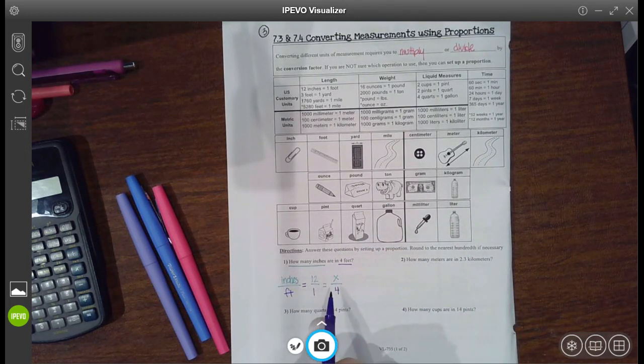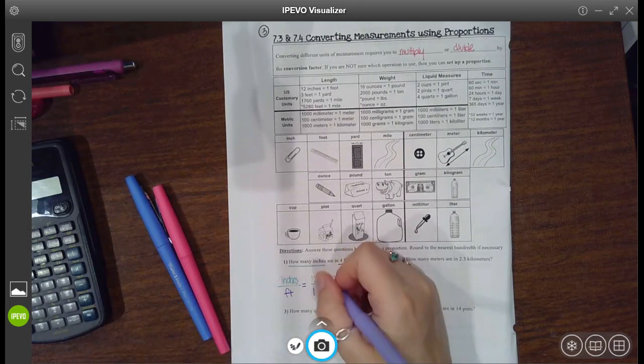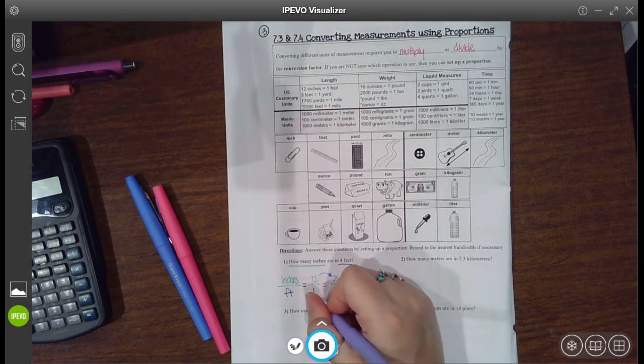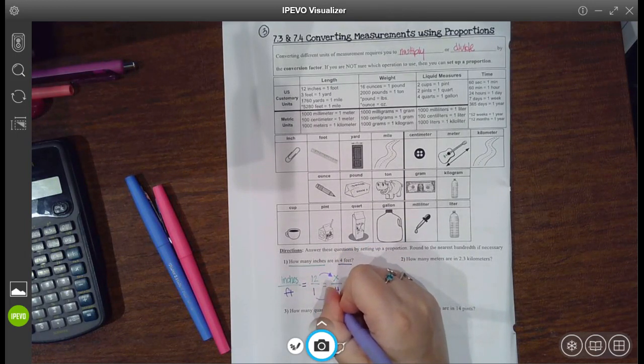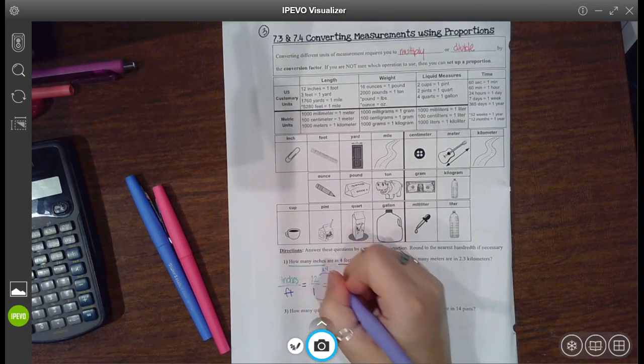And so notice how I put everything involving inches on top and everything involving feet on the bottom. These go together. 1 foot is 12 inches, and then we're trying to find how many inches are in 4 feet. Okay, now remember that you always want to go towards the direction of your unknown. So I'm going to go that way. So think to yourself, how did you go from 1 to 4? You did 1 times 4. So then I'm going to do times 4 up here.